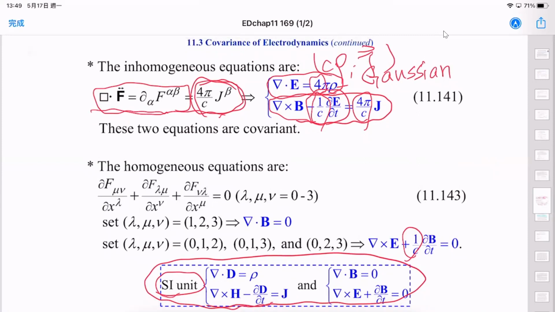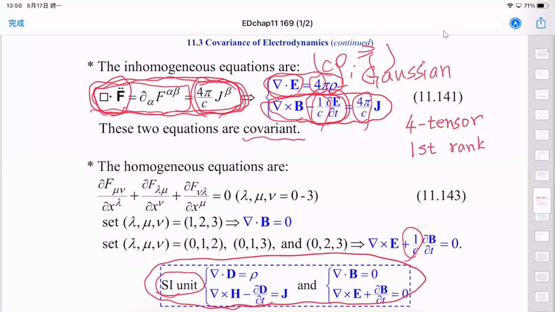The 2 equations are covariant, okay? Invariant in form because they all satisfy these relations. It's a 4 current and it's a 4 tensor of the first rank. So it's just this equation. And this one satisfies it. Just form a 4 vector, a 4 tensor of the first rank.